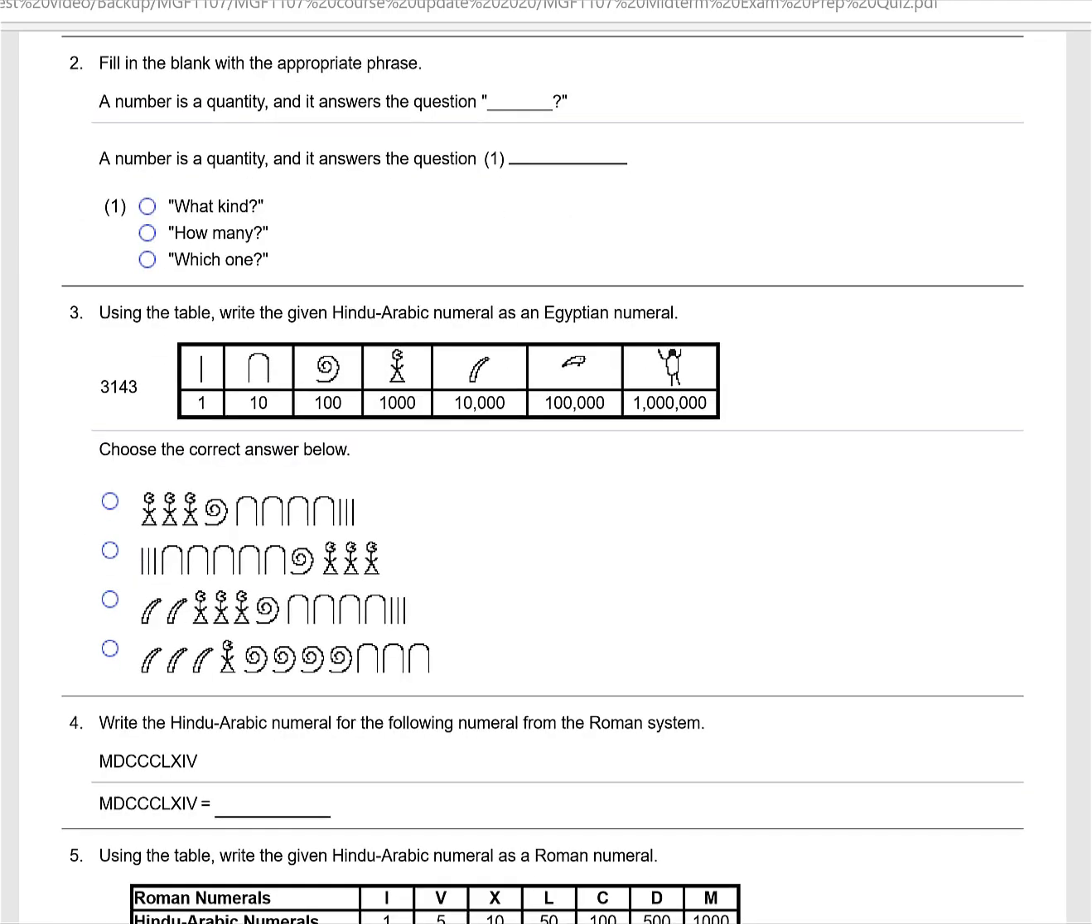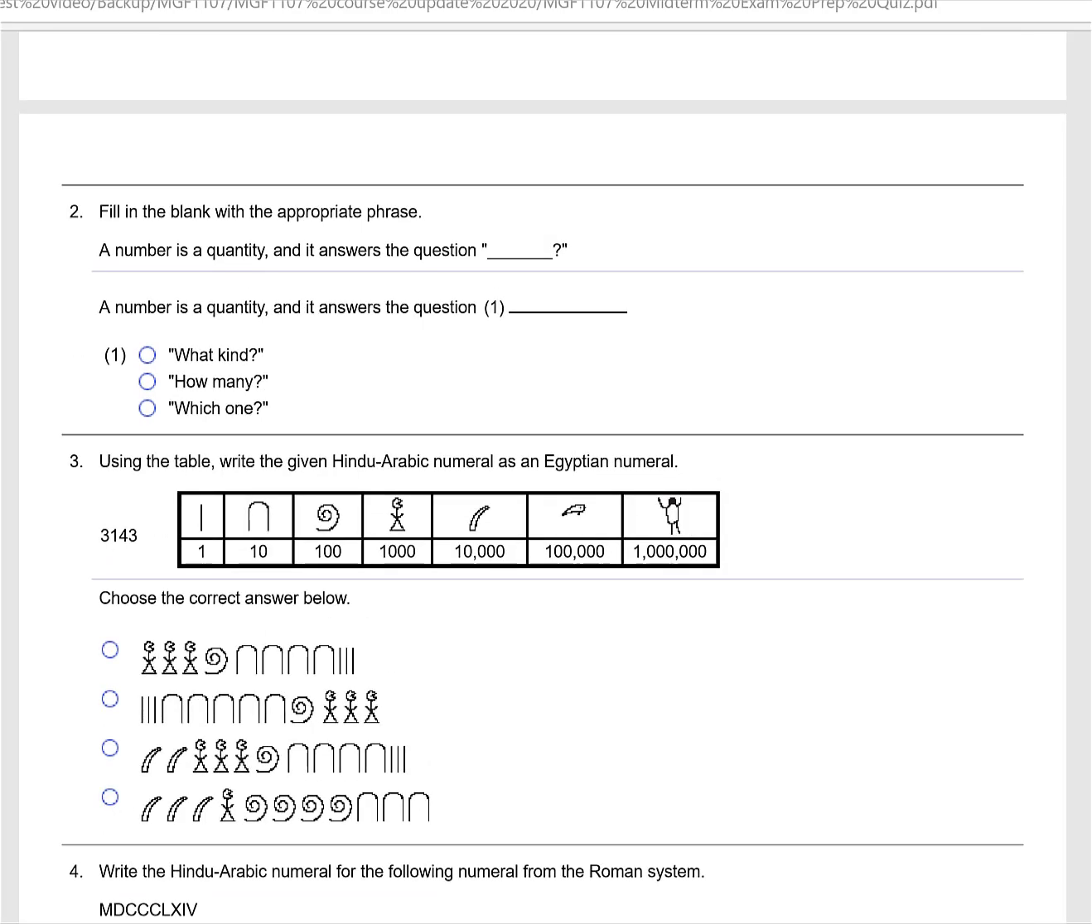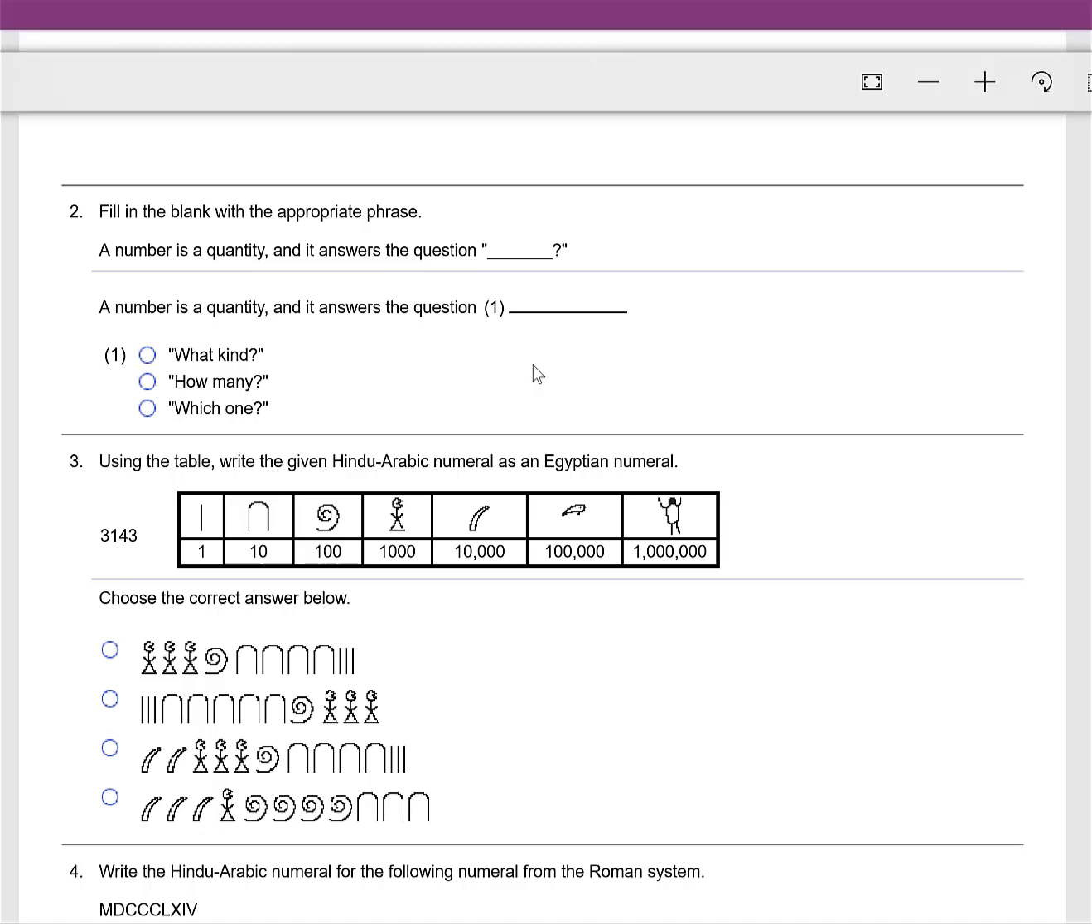So the first section we covered were all the numeration systems. So let's take a look at these questions. Fill in the blank with the appropriate phrase. A number is a quantity and it answers the question of what? And I'm going to go ahead and use my pen here, and it answers the question of how many?